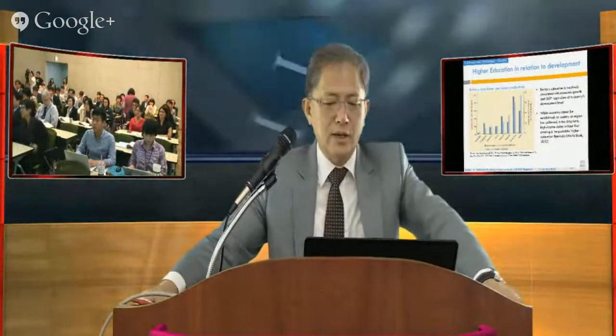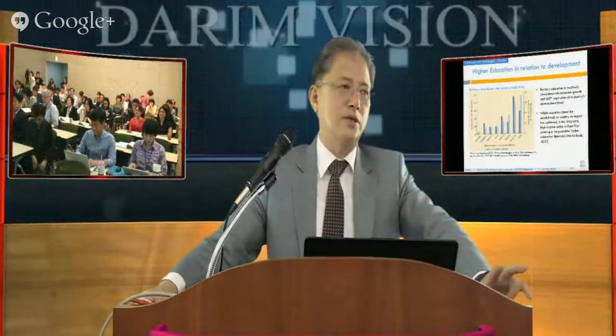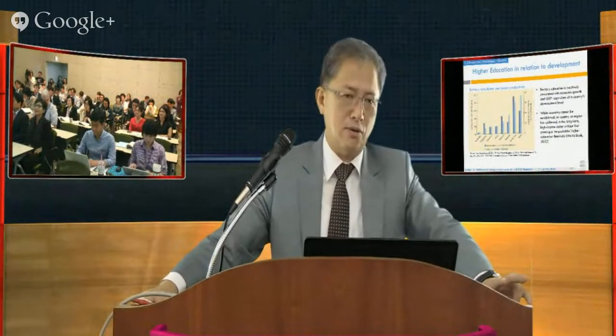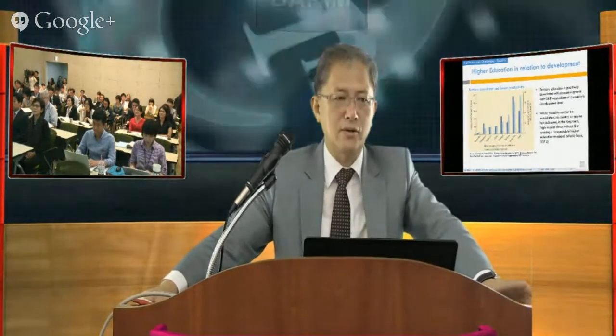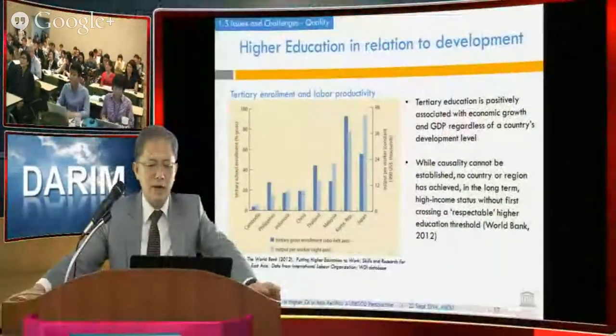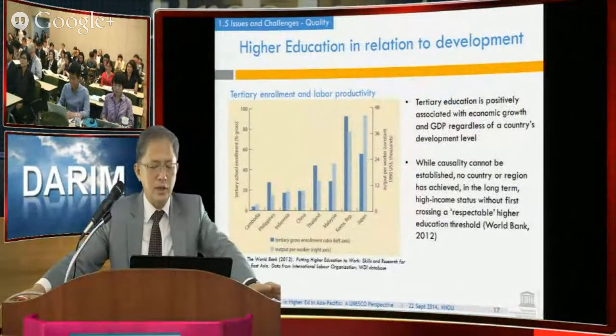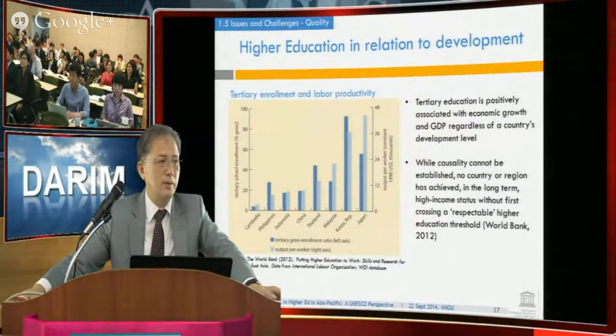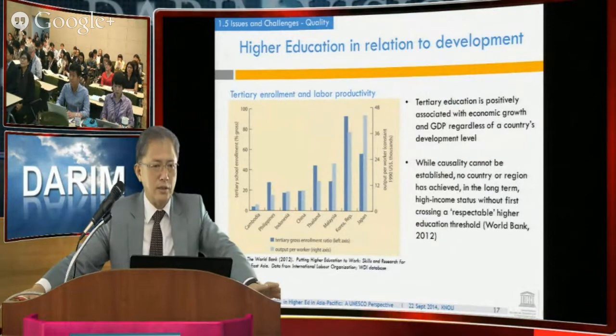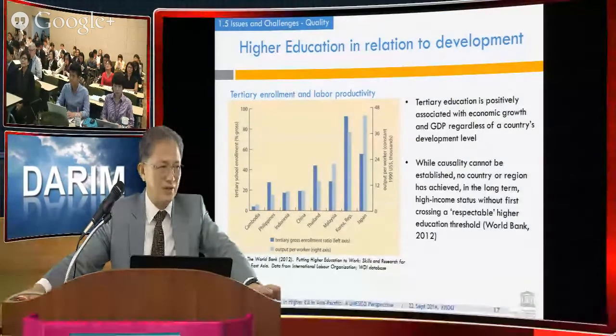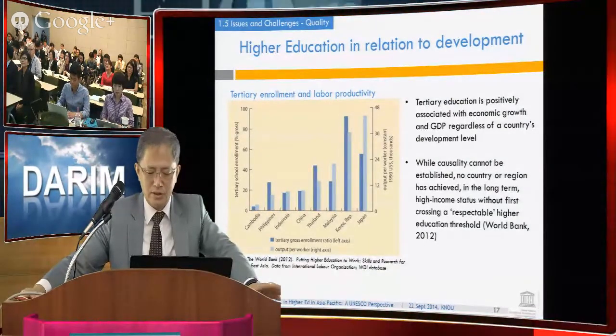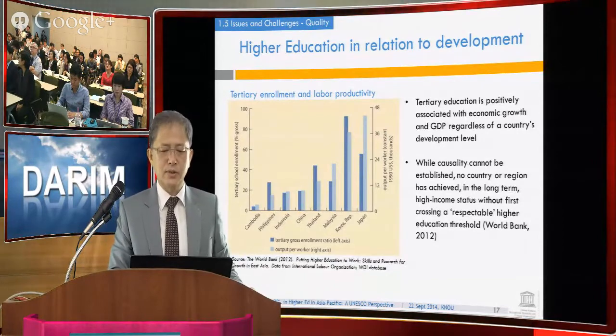So in a nutshell, between these two variables, there seems to be a strong association or relationship, if not causality. So it means that the higher the enrollment, the higher the labor productivity. As a result, the higher the national income measured in terms of GNP, GDP, in whatever terms.